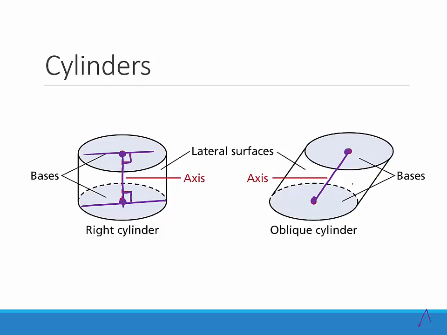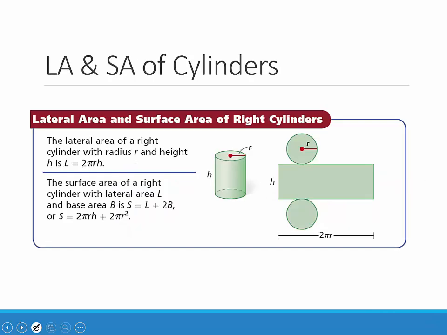So again, we have lateral surfaces, which is the outside, and we have bases, which is like the top and the bottom. So our formulas are basically the same. The lateral area is the outside stuff, and this outside stuff always forms a nice rectangle. One of the dimensions of your rectangle is how high the cylinder is, and the other one is the distance around the cylinder. Because the distance around is a circle, we use the circumference formula, which is 2 pi times the radius. That's how long this is.